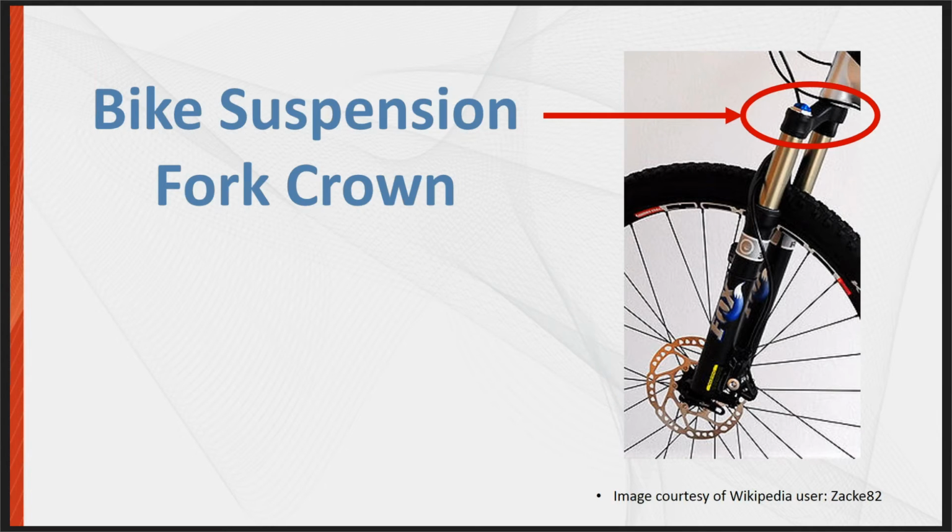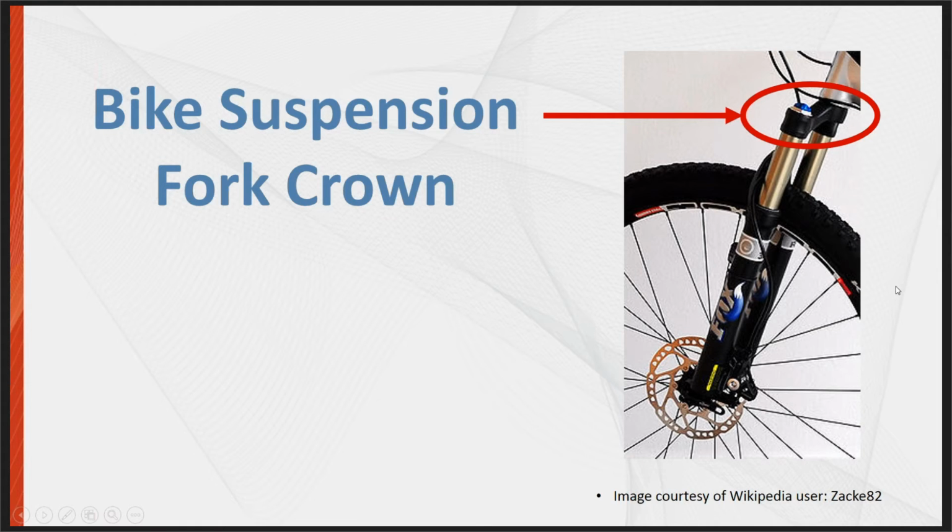We mentioned a bike earlier, and coincidentally, we'll be focusing on a bike suspension fork crown today, as you can see here in the picture. This fork crown will be receiving force from the steering from the top, and then it's being fixed from the wheel at the bottom there.